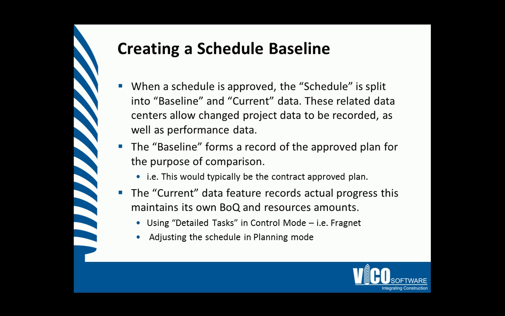The current data feature records actual progress that is maintained with its own bill of quantities and resource amount. We can use detailed tasks in control mode to create something similar to a fragment. Additionally, we can adjust the plan in planning mode to help adjust any of the other scheduling parts.